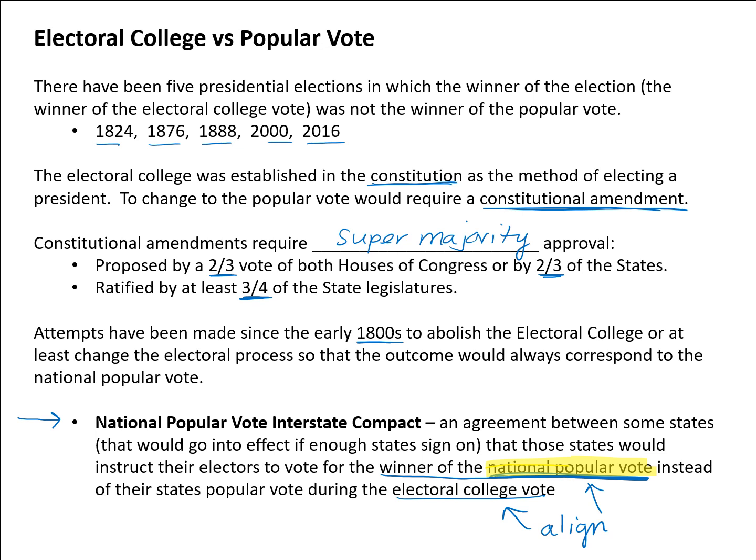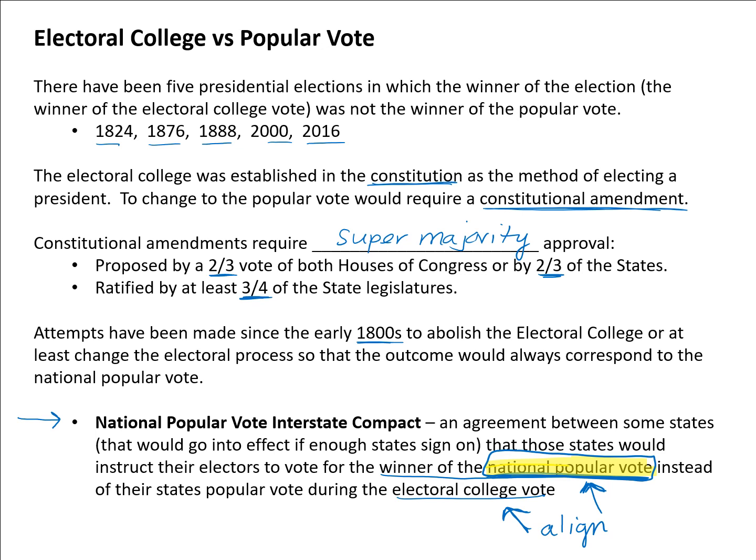This is an agreement among the states, because the Constitution says that the president has to be elected by the Electoral College. It doesn't tell us how the states have to tell their electors to vote. So this agreement would make it so that these states tell their electors to vote for the winner of the national popular vote.